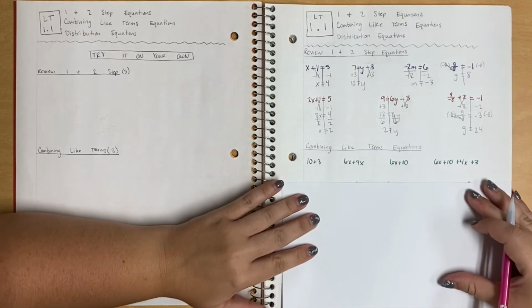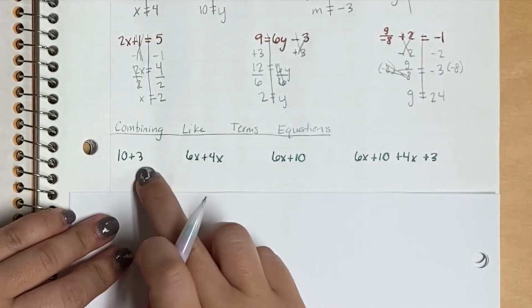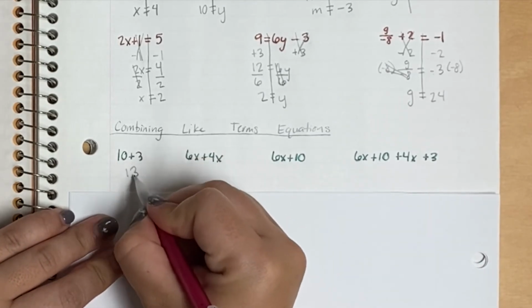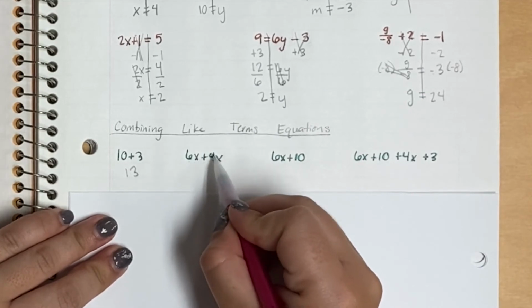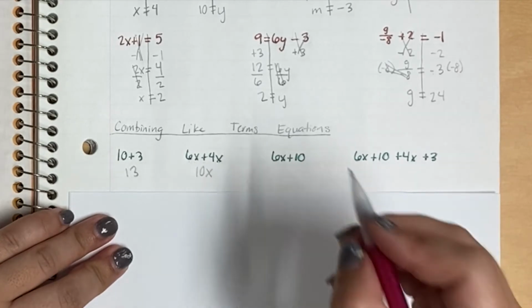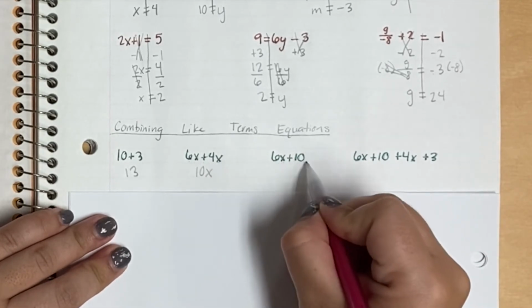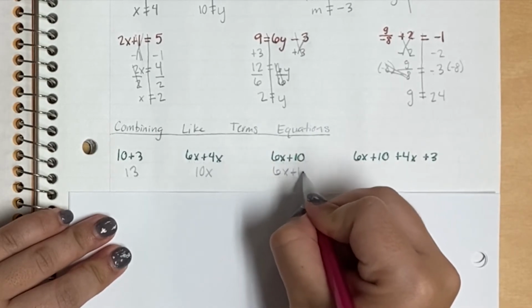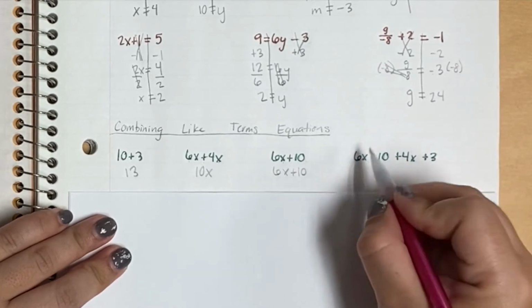So we're in this section of your notebook. When I have 10 plus 3, those are like terms because they're both numbers without variables. So 10 plus 3 is 13. The second part, I have 6x plus 4x. 6 x's plus 4 more x's means I have 10 x's. Now this third example, I've combined 6x and 10. And if you'll notice, 6x has a variable and 10 does not. So these are actually not like terms and I cannot combine them. So 6x plus 10 is the simplest form of this expression.